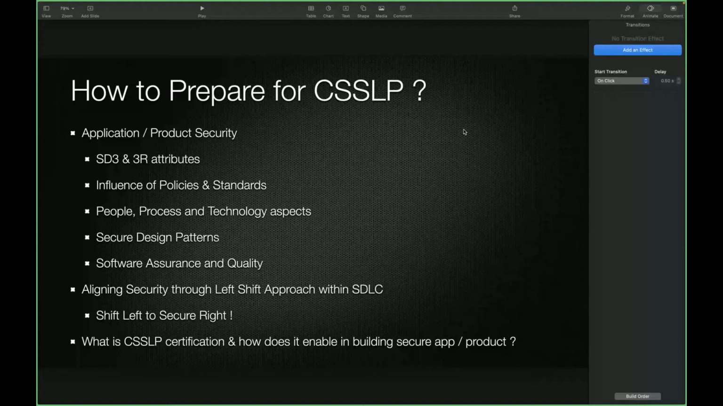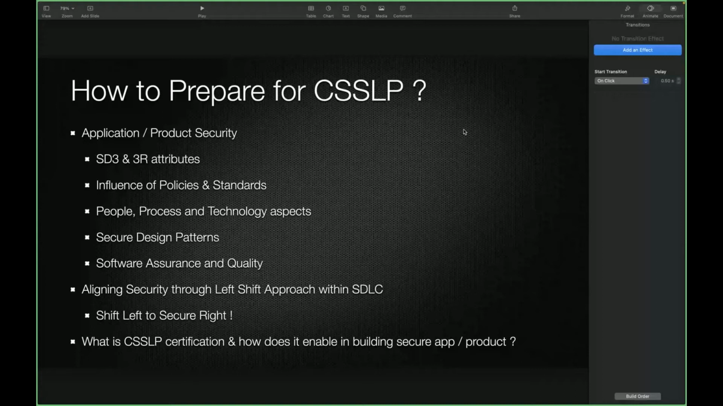So what is secure by design? In simple terms, it is all about ensuring to integrate security requirements or security aspects across all the phases of the product design. In other words, by virtue of design itself, the product or the application is actually secure. So that is what secure by design means.